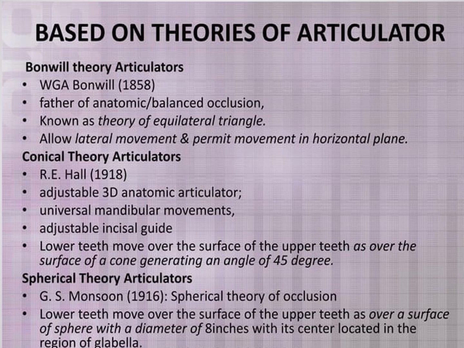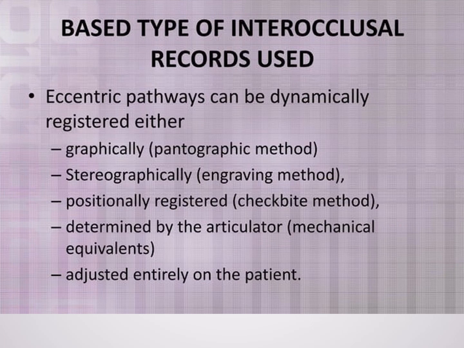Next is the spherical theory articulator. It was given by G.S. Monson in the year 1916 and is based on the spherical theory of occlusion. The lower teeth move over the surface of the upper teeth as over a surface of a sphere, with a diameter of 8 inches and its center located in the region of the glabella. Now, based on the interocclusal record, the eccentric pathways can be dynamically registered either graphically, that is by the pantographic method, stereographically by the engraving method, by positional registration using the check bite method, and by using the articulator, that is mechanical equivalents adjusted entirely on the patient.